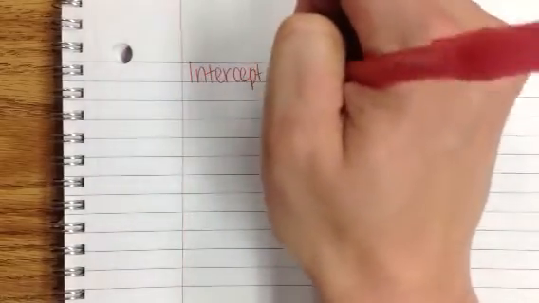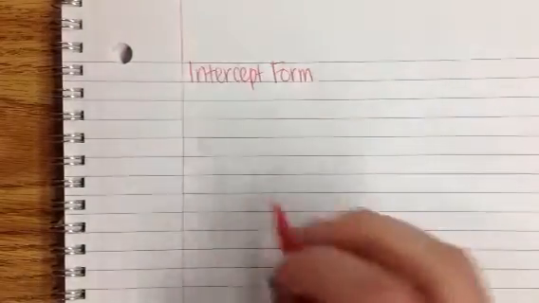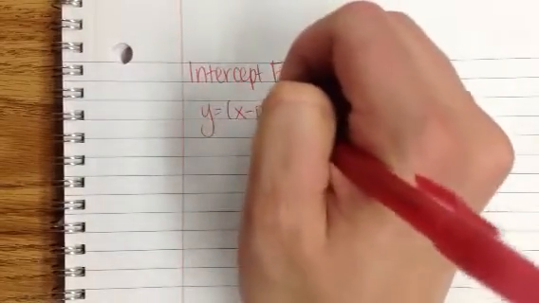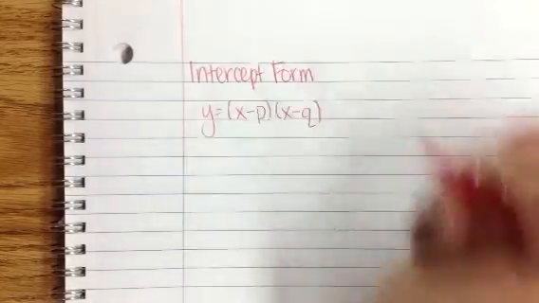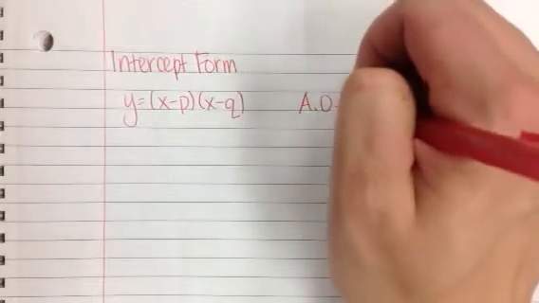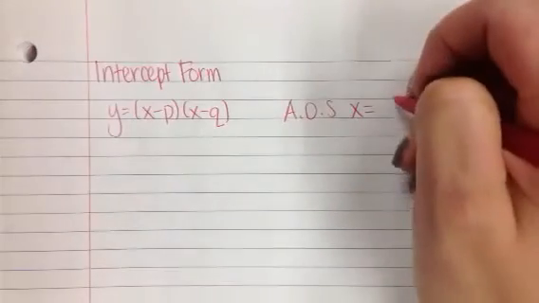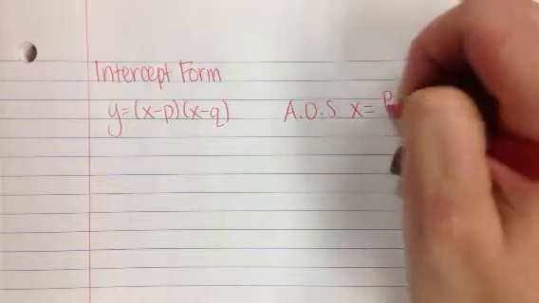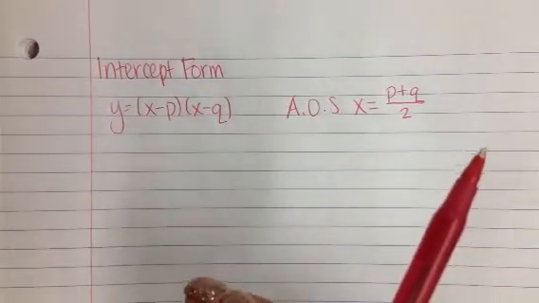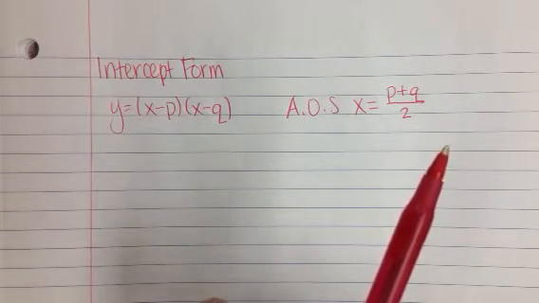All right, our last form for graphing parabolas is intercept form. This is y equals x minus p times x minus q. Our axis of symmetry is x equals p plus q divided by 2. So p and q are our x-intercepts. They are the roots of the parabola.